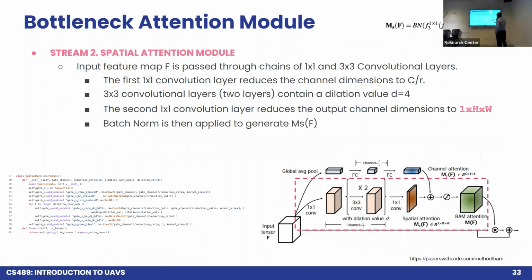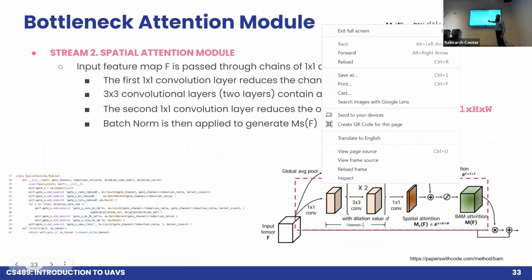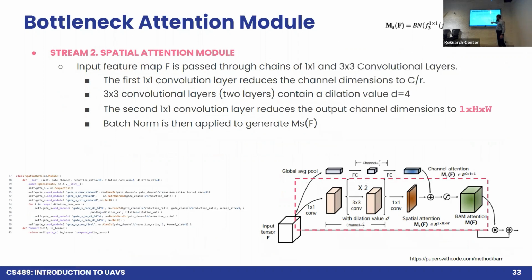The spatial attention module, this is the novelty here. They use a 1 by 1 convolution to reduce dimensionality to C divided by R channels, then a 3 by 3 convolution, two times, but containing dilation values. So this is for dimensionality reduction, space exploration with dilated convolution, and another 1 by 1 convolution to reduce the output channel dimensionality to 1 by H by W.